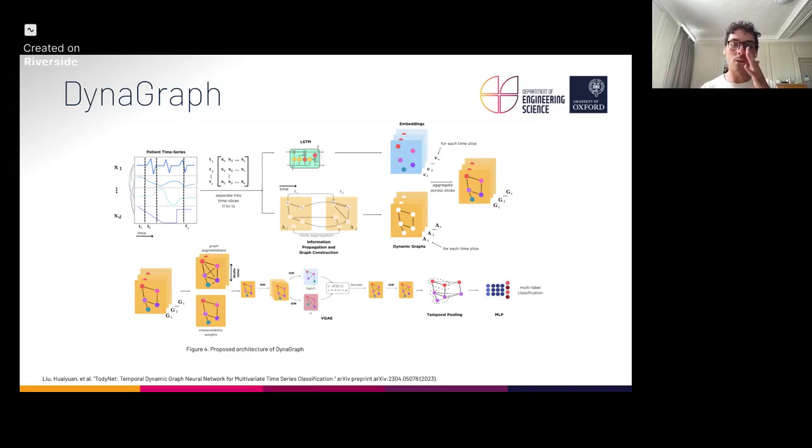When the dynamic graph is constructed, the adjacency matrix, the A matrix representing that graph, is a learnable weight matrix of the model. So again, as the model is training, it's learning how to best construct the graphs considering the downstream task. Once we have the hidden embeddings from the LSTM and the dynamic graph representation for that time slot, they're aggregated together to combine both spatial and temporal information in one graph representation G.